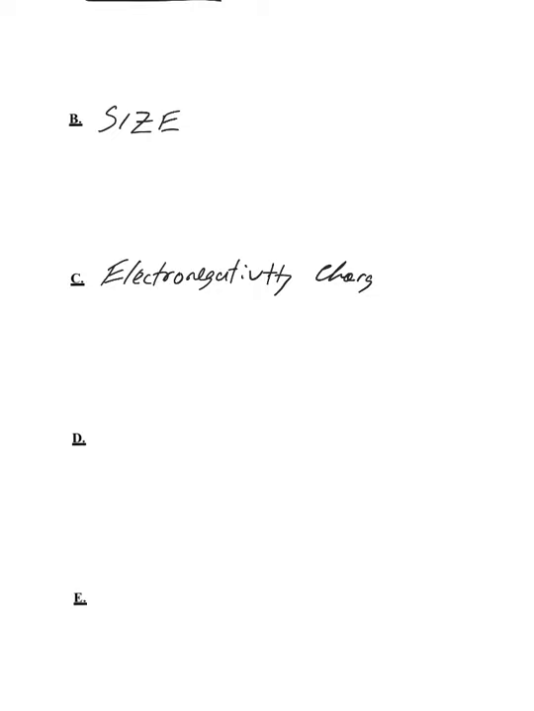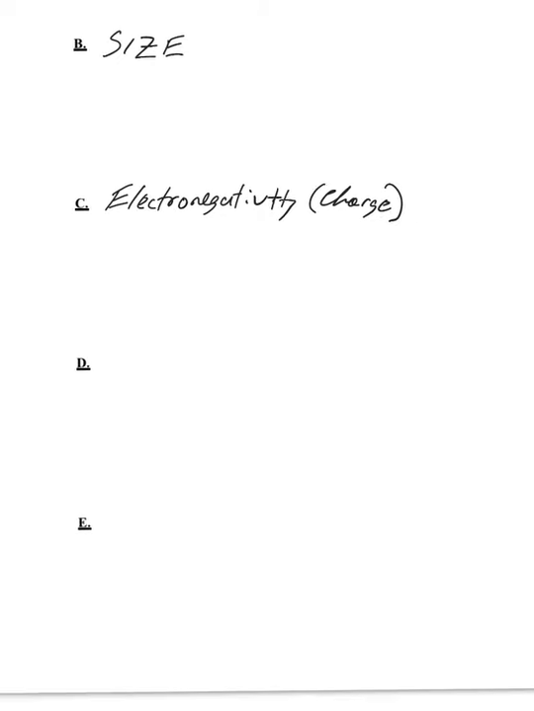So what are the 5 things? They are induction. Let's go with size. Electronegativity. Or we'll say charge too. Resonance. And of course, our favorite, hybridization states.